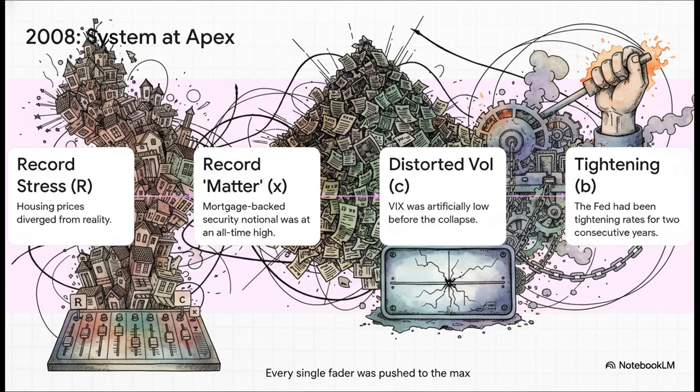You had record stress, R, with housing prices completely unhinged from reality. You had record matter, X, with a literal mountain of mortgage-backed securities. Volatility, C, was weirdly artificially low, and the Fed, B, had been tightening rates. Every single one of those 5 faders was pushed to the absolute max. From this perspective, the crash wasn't a surprise, it was a geometric necessity.